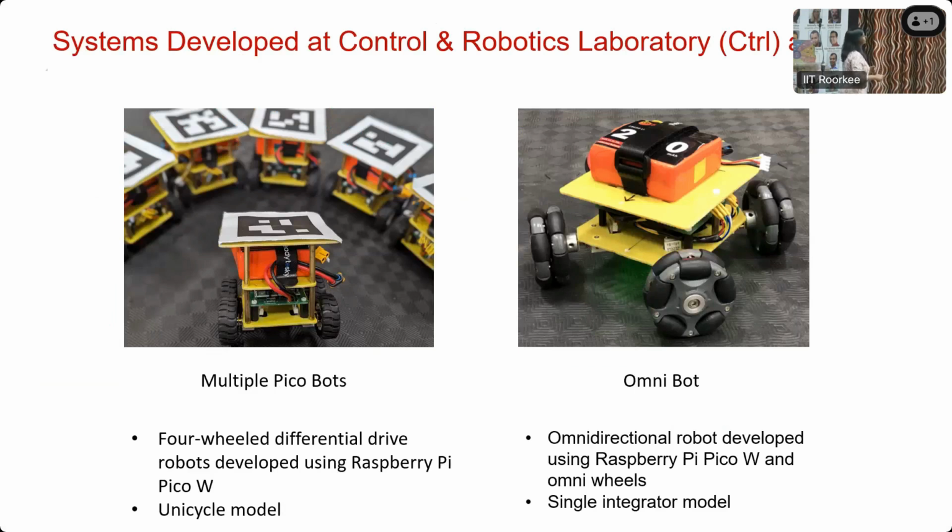We have certain systems developed at the Control and Robotics Lab in the Electrical Engineering Department at IISc. We have made these robots in-house. This is a 4-wheel differential drive robot developed using Raspberry Pi Pico W, and it follows the unicycle model. Then we have also developed this omnidirectional robot using Omni wheels and again a Raspberry Pi Pico W. The good thing is that we have used the same PCB in both robotic designs, and this omnidirectional robot follows the single integrator model.